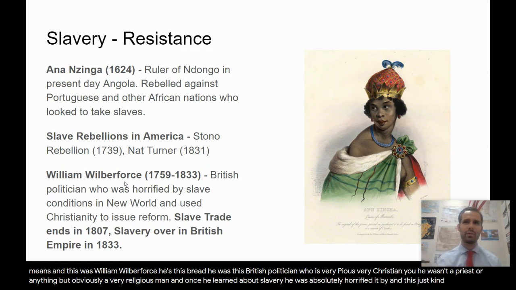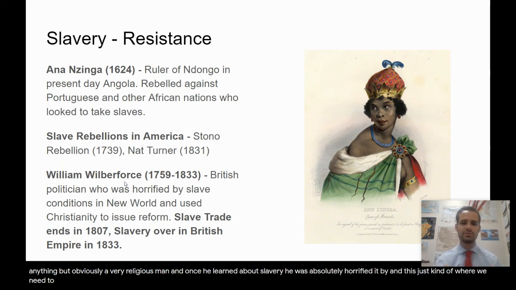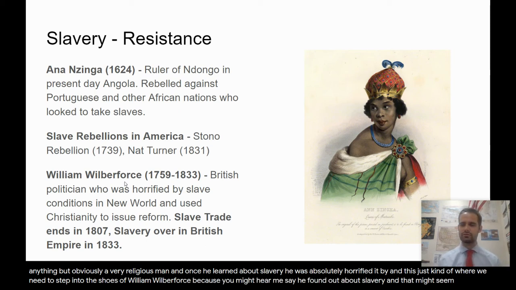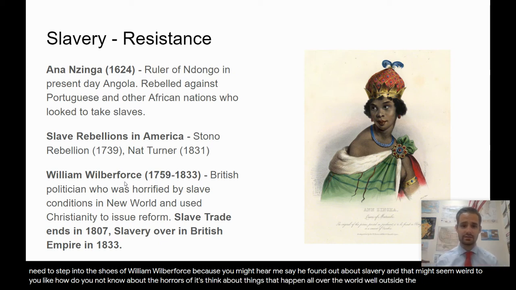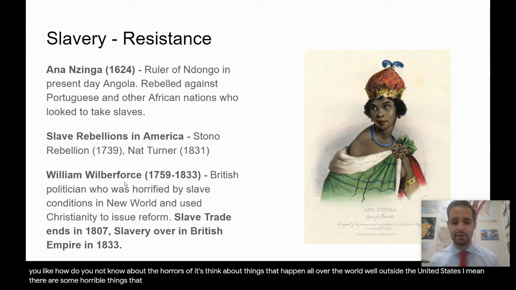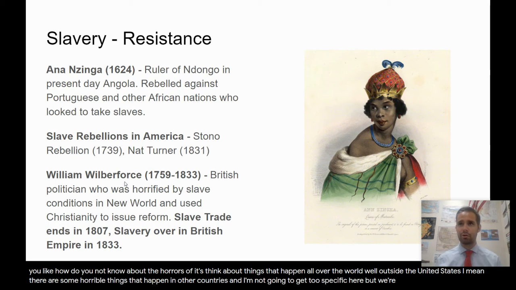And this is kind of where we need to step into the shoes of William Wilberforce, because you might hear me say he found out about slavery, and that might seem weird to you. Like, how do you not know about the horrors of slavery? But think about our own lives. Think about things that happen all over the world, well outside the United States. I mean, there are some horrible things that happen in other countries, and I'm not going to get too specific here, but we're generally unaware of those things.